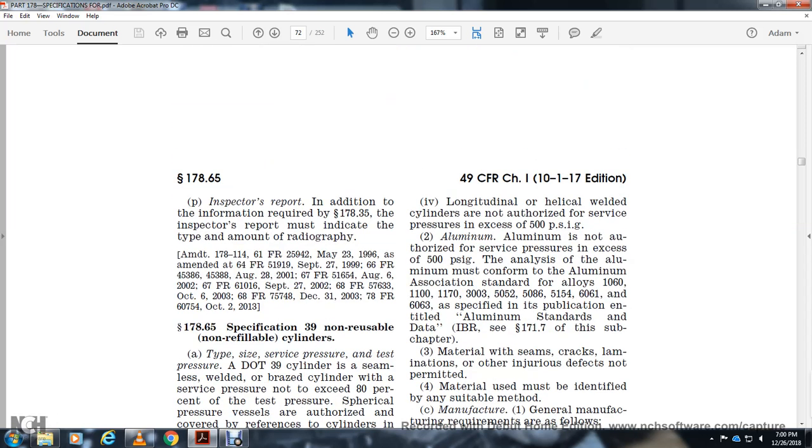Longitudinal helical weld cylinders not authorized. The serve of the pressure of the exceeds XF at the 500 psi gauge. Aluminum is not authorized. Serve of the pressure of the XF at the 500 psi gauge. And amplified of aluminum must conform to the Aluminum Association with the alloy 1060, 1100, 1170, 3003, 5052, 5086, 5154, 6061, 6063, specified with the publication and aluminum standard within data. Material with a seamless crack. Laminations and other injuries, defects not permitted. The material must be within identified and suitable material.